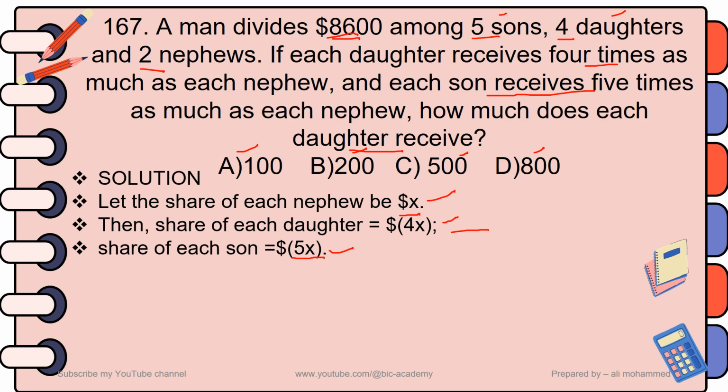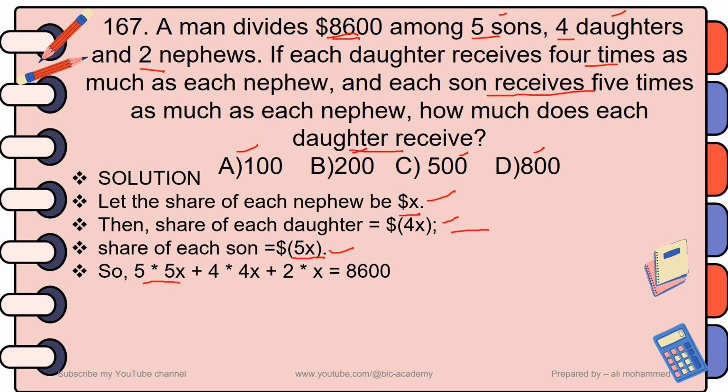But there are 2 nephews, and the total share of all the nephews is 2X. And there are 4 daughters, so the share of the total daughters is 4 times 4X. And there are 5 sons, so the total share of the sons is 5 times 5X. And the total share of all the sons, daughters, and nephews is equal to $8,600.